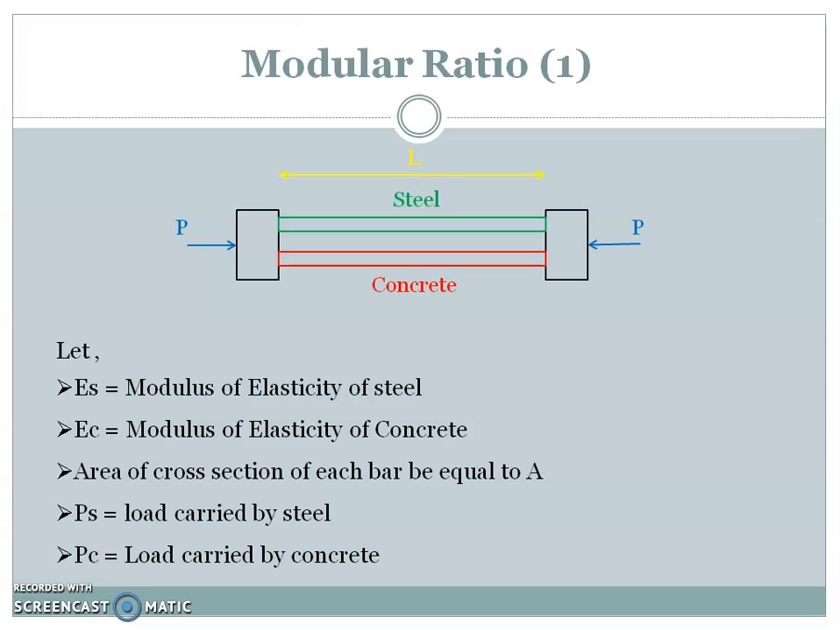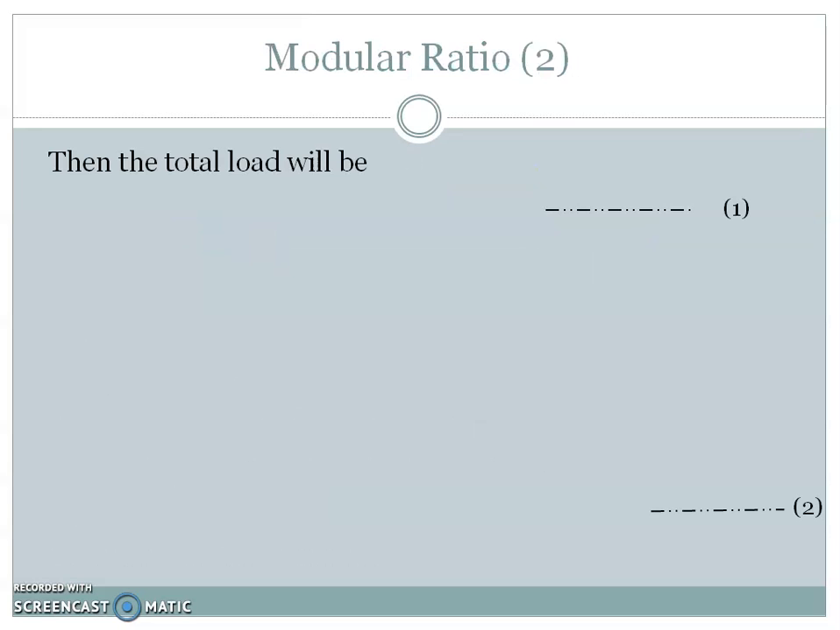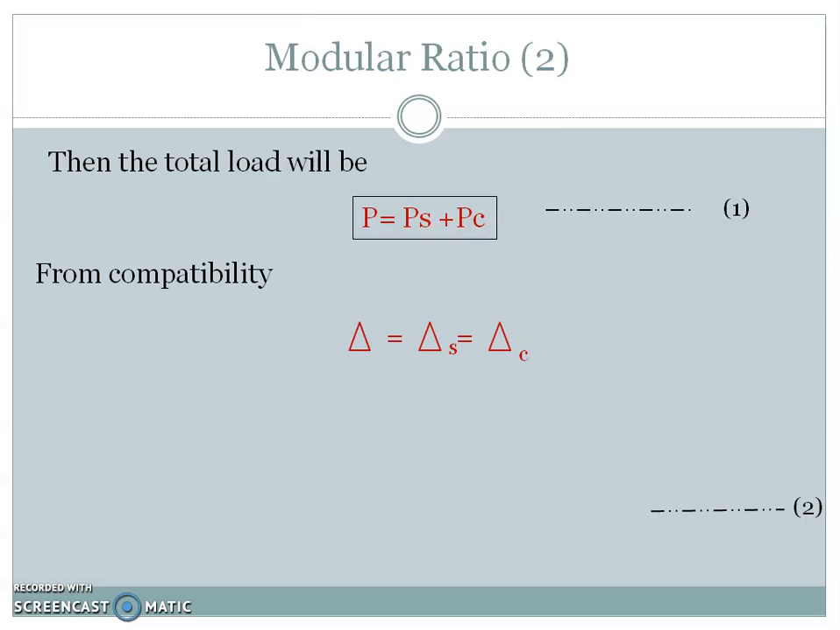PS is the load carried by the steel, PC is the load carried by concrete. So the total load will be P equal to PS plus PC. The total load P is divided into two: the load carried by steel and the load carried by concrete. From compatibility, delta is equal to delta S equal to delta C. Now what is this delta? It is the shortening of each bar under external load.